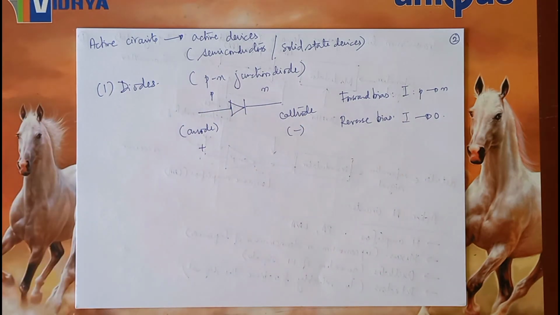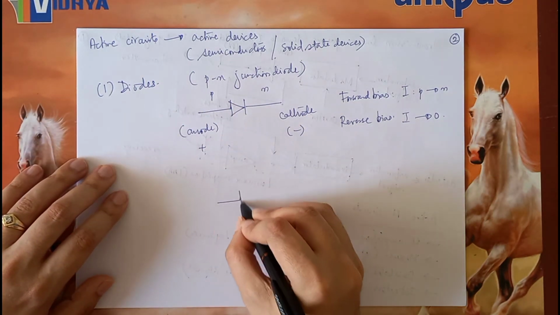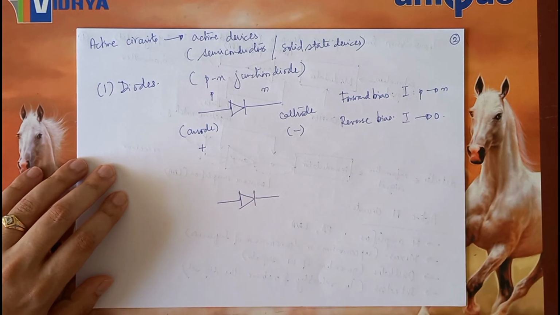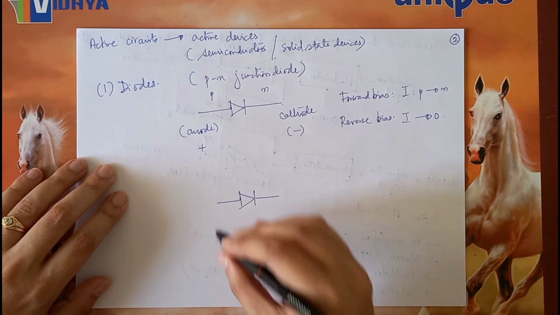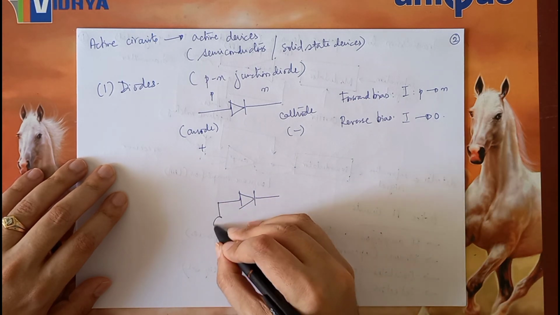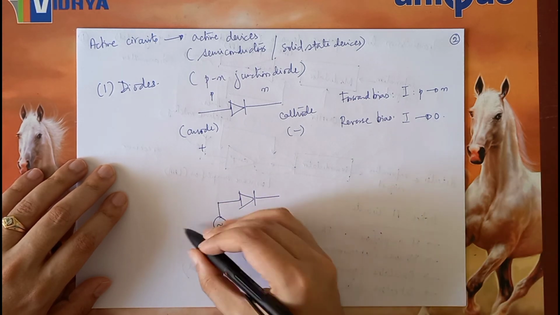Now, let us suppose we have this PN diode which is fed with an RF source.